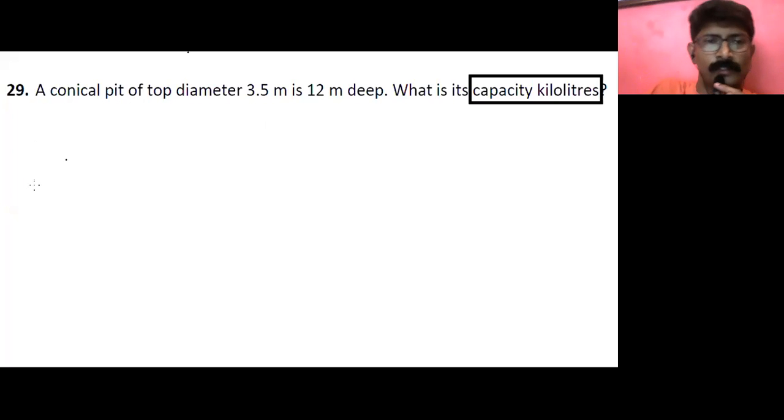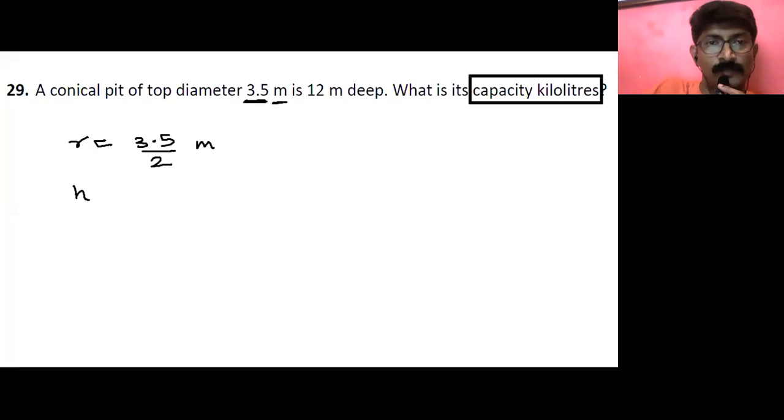So, what are the given things over here? The diameter is 3.5. That means the radius of the pit is 3.5 upon 2 meters, because it's given meter over here. And the depth is given. That means the height basically.